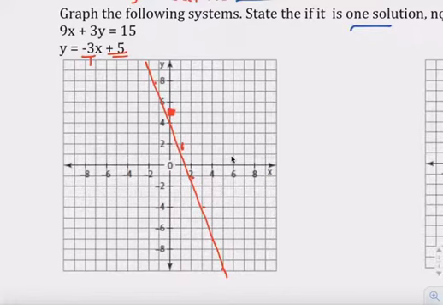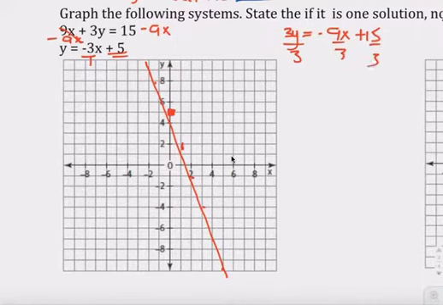So minus 9x, minus 9x. So you get 3y equals negative 9x plus 15. Divide by 3. Y equals negative 3x plus 5. Same thing. So it's the same line. You graph it on top. So it's infinite solution.